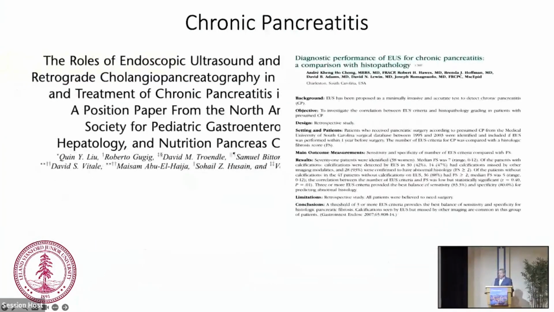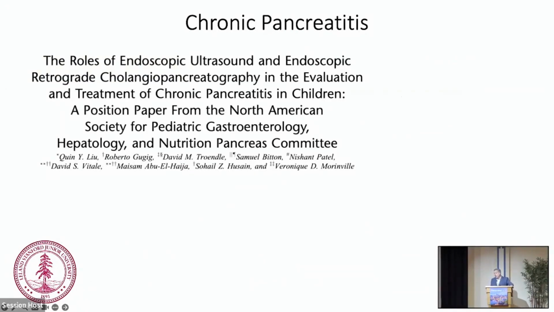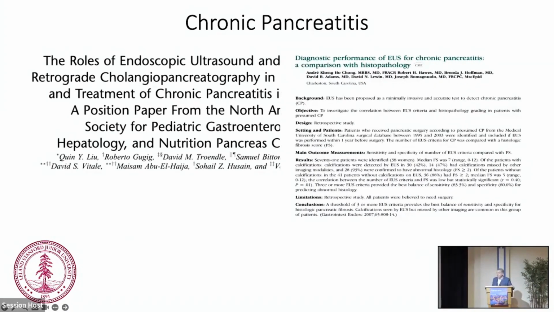And if you look at chronic pancreatitis and the use of EUS, we now have criteria or at least recommendations for both pediatrics and adults. This is a recent study with some of the people that are in this room. Unfortunately, because of the lack of data, we use some adult data and some expert opinion. Hopefully, we'll have more data to actually update these guidelines in the future. This study is important because they compared EUS with histology or pathology at the end, and they can actually say that taking three criteria is the best balance in diagnosing chronic pancreatitis using EUS.